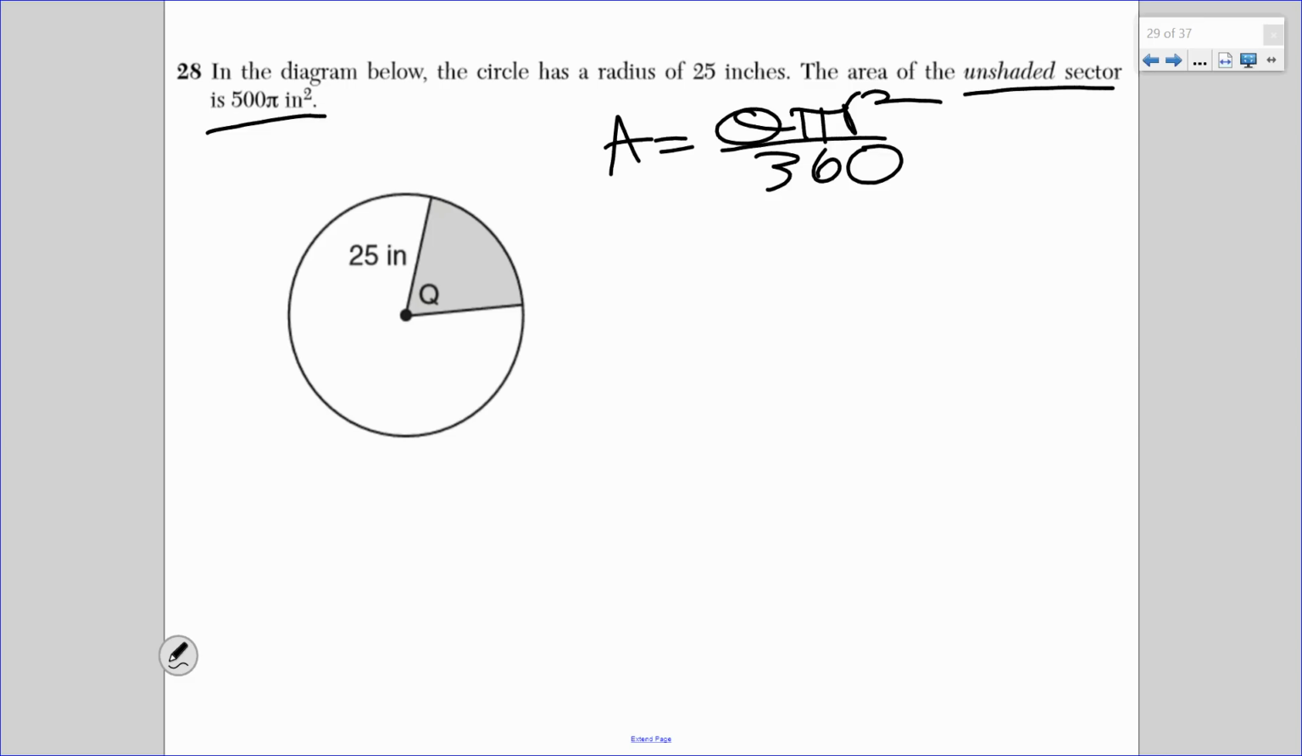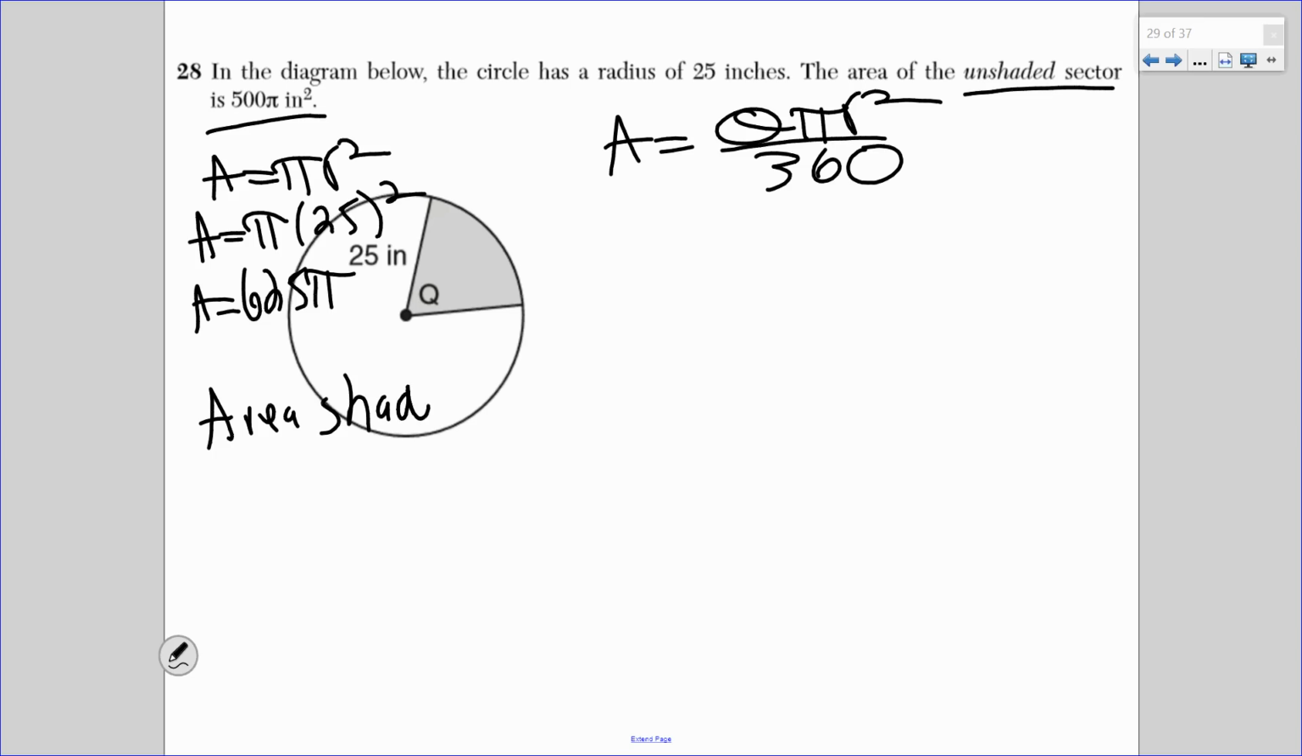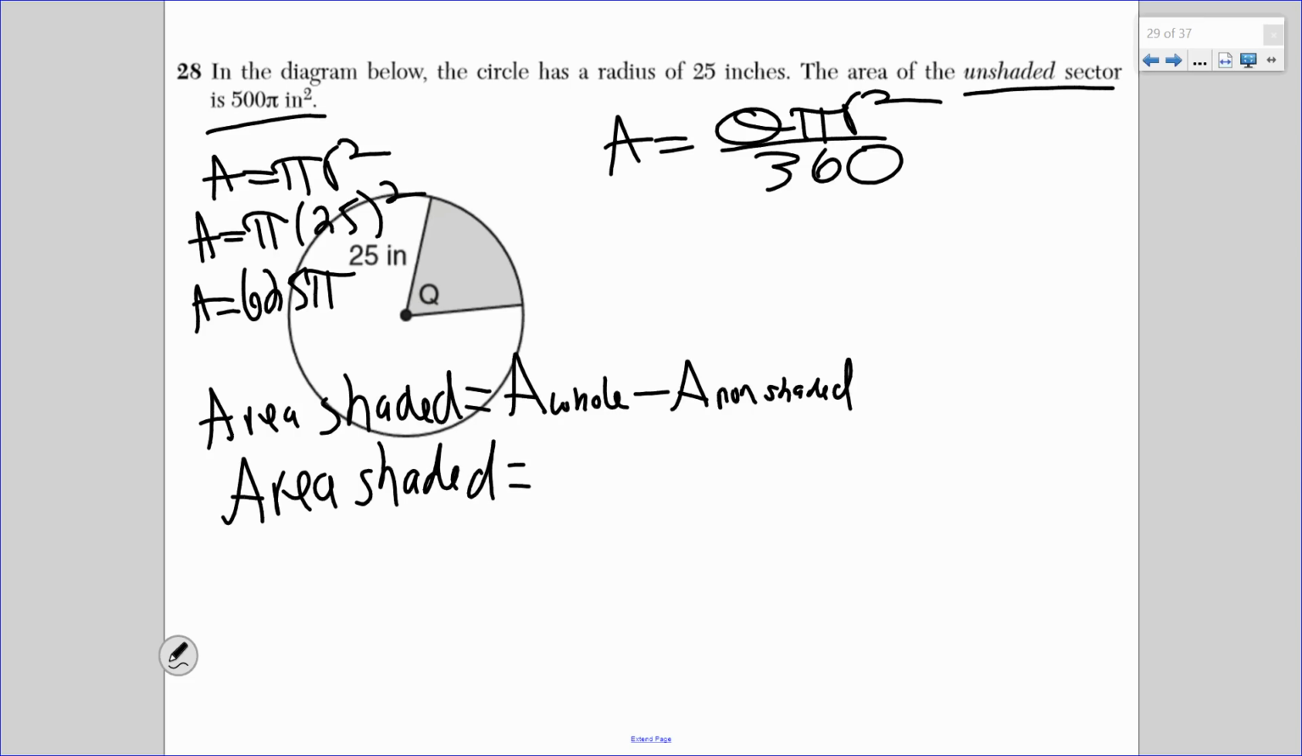What I'm thinking is I'm going to just find the area of the shaded sector. For the shaded sector, I find the area of the whole circle and subtract. The area of a whole circle is pi r squared, pi times 25 squared, that's 625 pi. So to find the area of the shaded region, get the area of the whole minus the area of the non-shaded. So the area of the shaded is 625 pi minus 500 pi, which is 125 pi. Because it's giving me the area of the sector, I'm going to replace A with 125 pi.